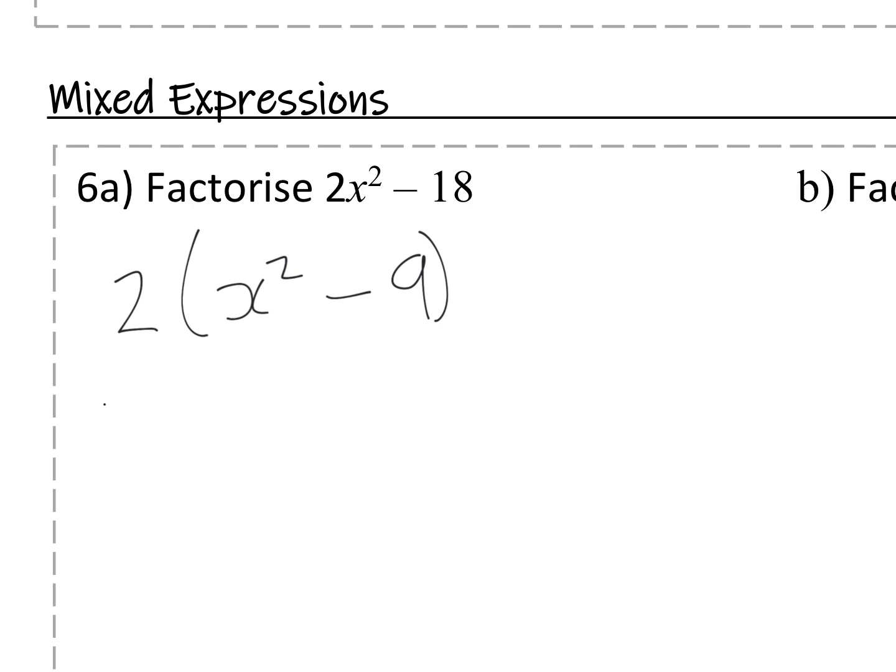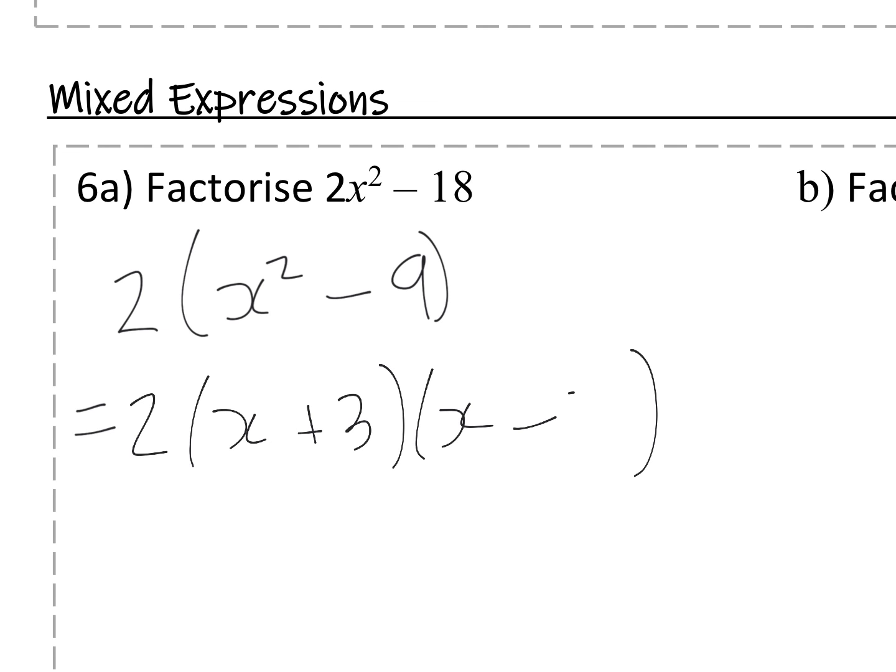Now the job's not done there, because if you look inside the bracket, hopefully you should be able to see something that can be factorised. Indeed, x squared minus 9 is the difference of two squares. So x times x would give x squared, and 3 times minus 3 would give minus 9.